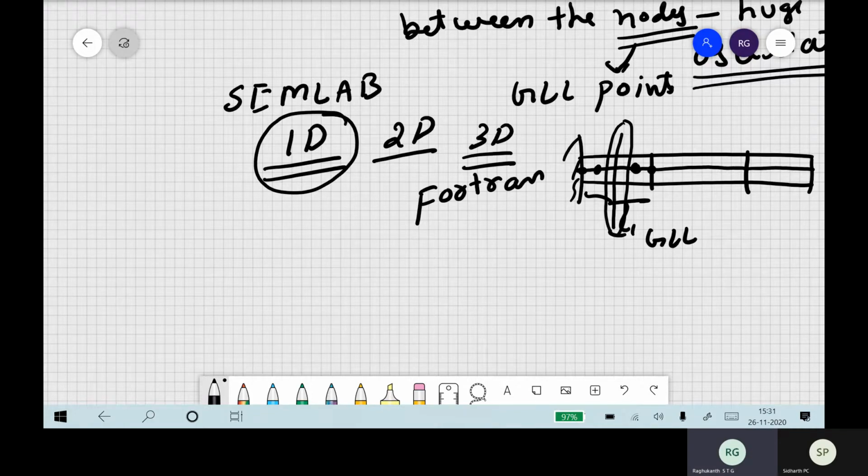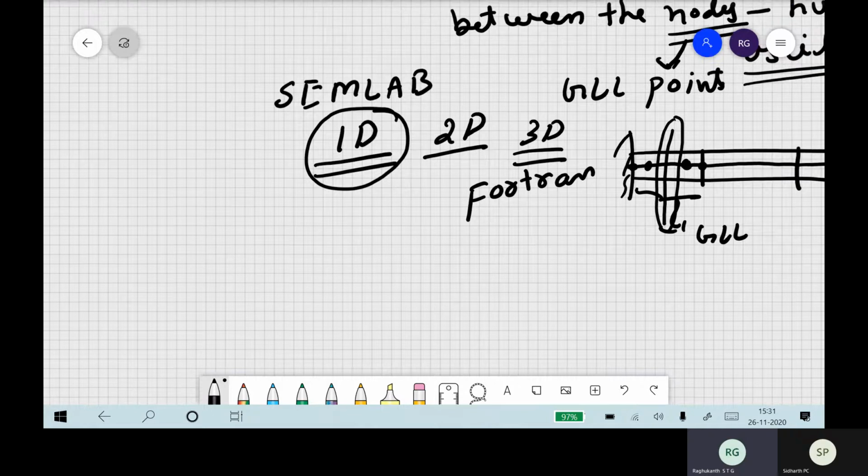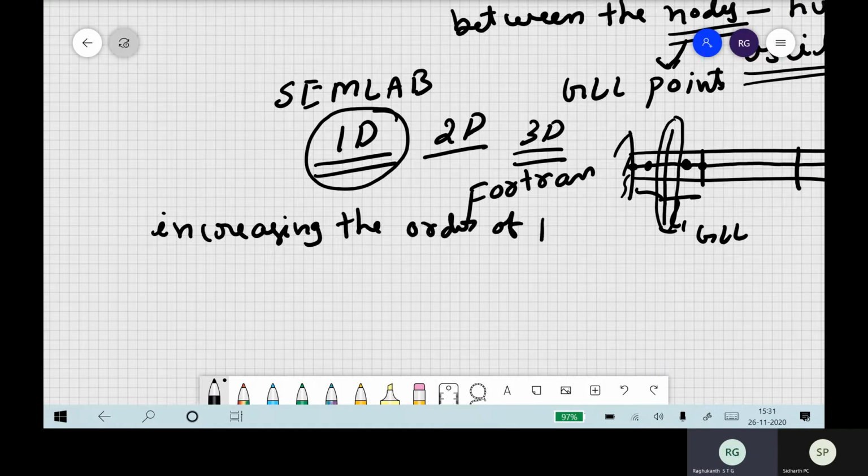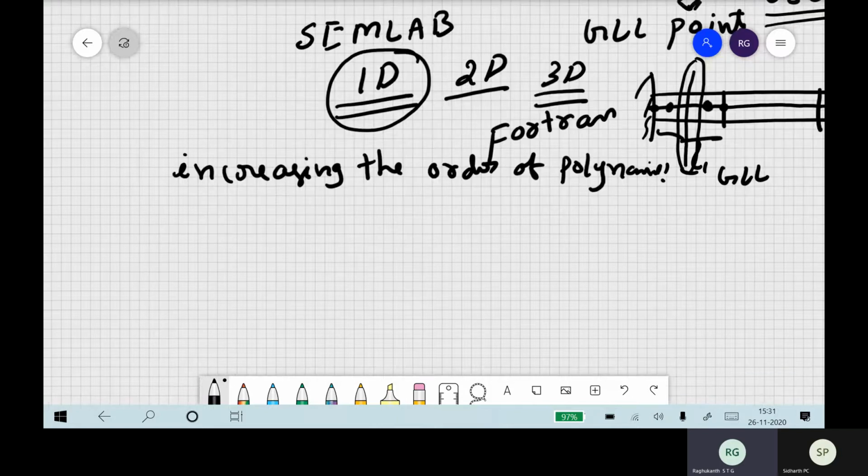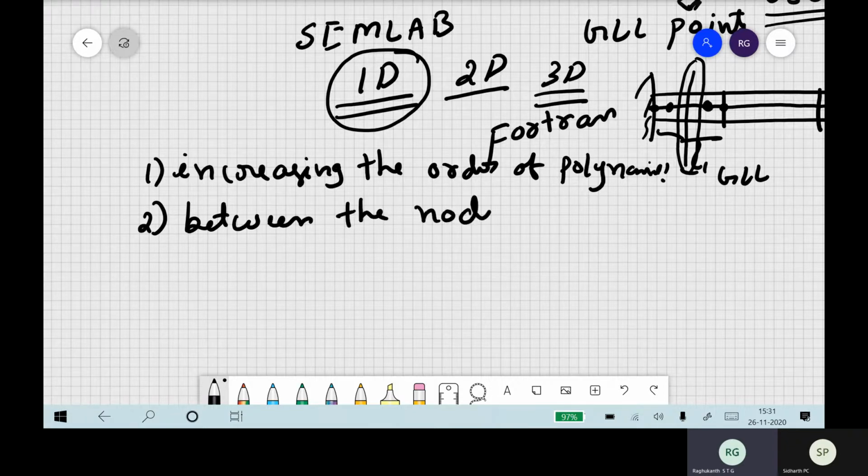What all of you have to do is take this one dimensional program and study it, like increasing the order of polynomials. By increasing the order of polynomial, what happens to the solution? You can study the sensitivity, how the accuracy changes. Then another thing is, not at the nodal points but in between the nodes, how good are the results, how these errors go up, and how oscillatory things become. This you can study.